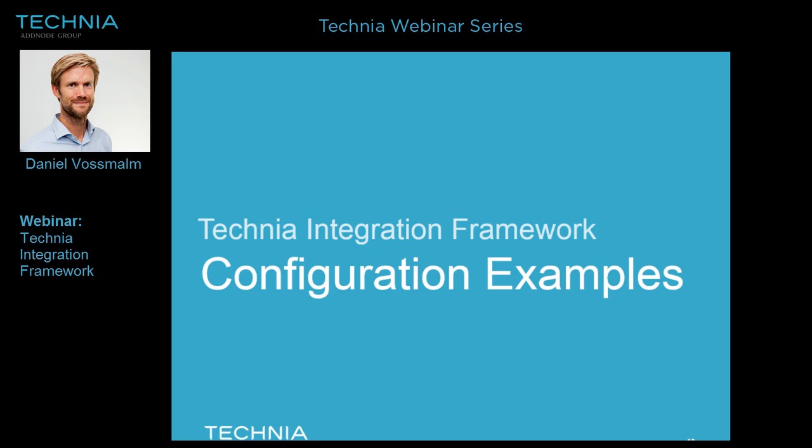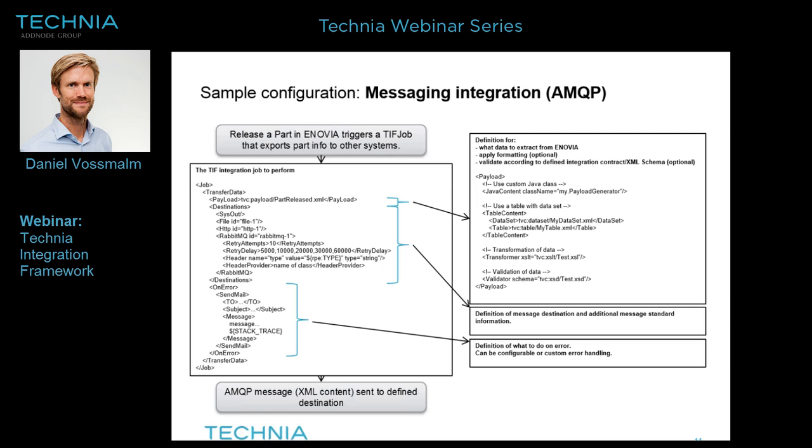So now a few configuration examples before we go into the question and answer session. In this one we have the scenario where you typically release a part in ENOVIA. In the upper left gray box, you set up a trigger in ENOVIA that defines that when releasing this part, you should export information to another system. It could be when you release an ECO or a BOM, or any type of change within ENOVIA can trigger an integration.